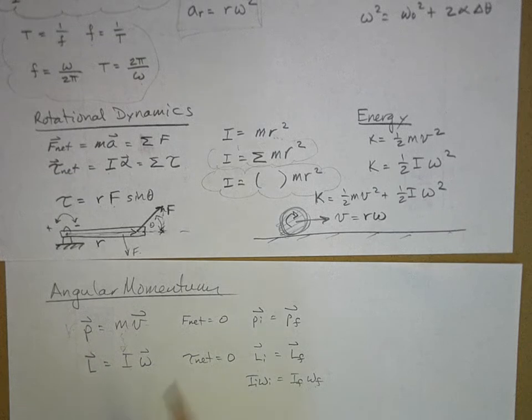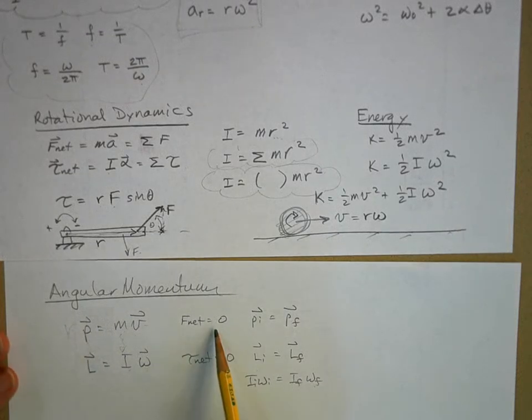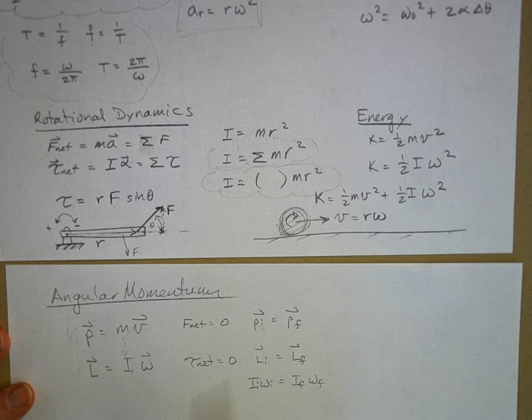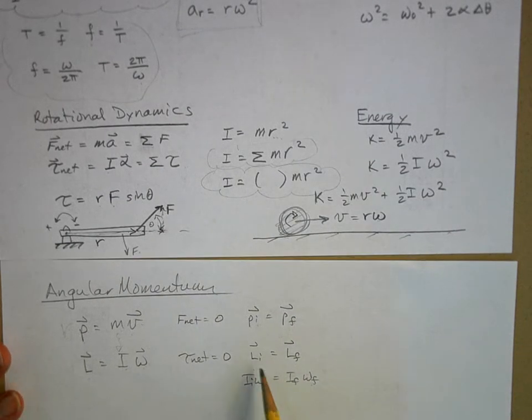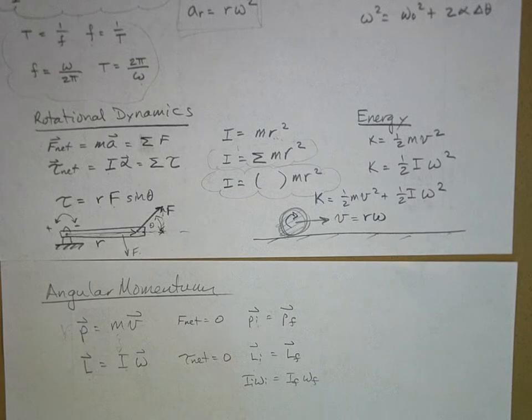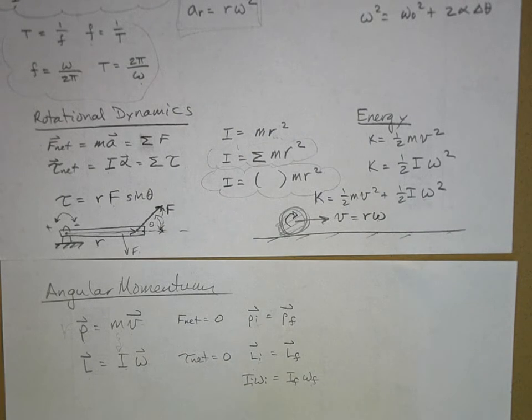Now, if you have a net force of 0, then your linear momentum is conserved. But if you have a net torque that's equal to 0, well, then your angular momentum is conserved. So the rotational inertia times the angular velocity equals the rotational inertia times the angular velocity.